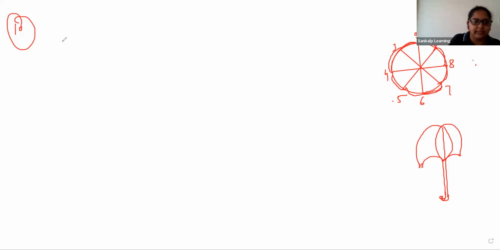And they have given the radius, children. Radius is equal to 45 centimeter. Find the area between two consecutive ribs of the umbrella. So we have to find the area between the two consecutive ribs. That means what? We have to find the area of the sector. Area of the sector we have to find out.